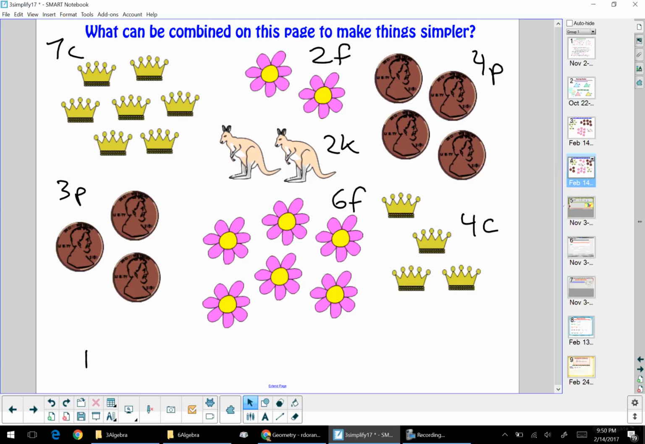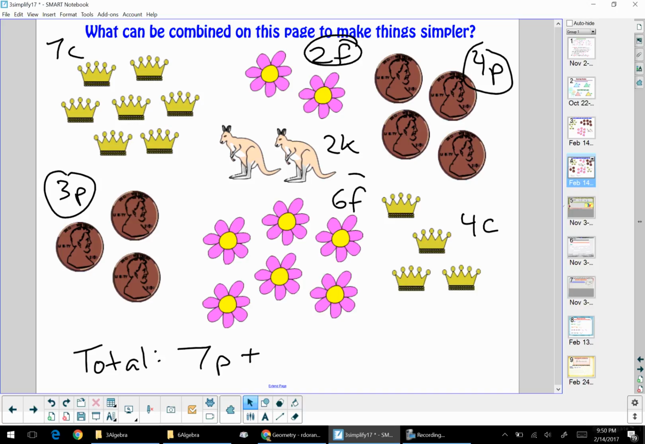And I can now come up with a total amount of items on this page, and I can combine things. So I can combine my 4 pennies with my 3 pennies. 4P and 3P will give me a total of 7P. Plus, I also have my 2 flowers up here and my 6 flowers down here, which gives me a total of 8 flowers, or 8F. I have my 7 crowns over here. I have my 4 crowns over here, which gives me a total of 11 crowns.